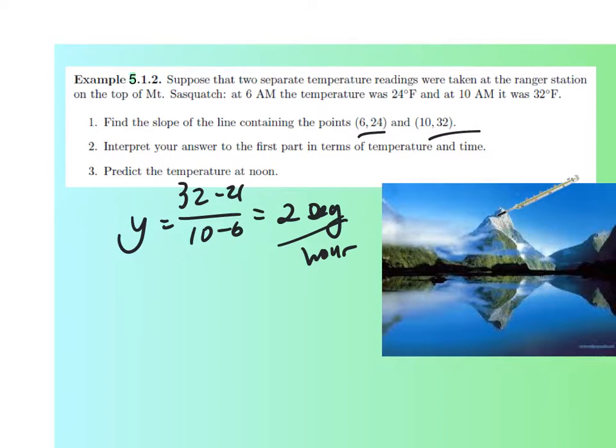Okay, cool. Now, predict the temperature at noon. Well, at 6 a.m., it was 24, and at 10 a.m., it was 32. So I guess I can predict the temperature at noon: it's going up 2 degrees an hour, so I just go 2 more degrees. No, 4 more degrees. So that's going to be 36. Do I have that right? Okay, good.